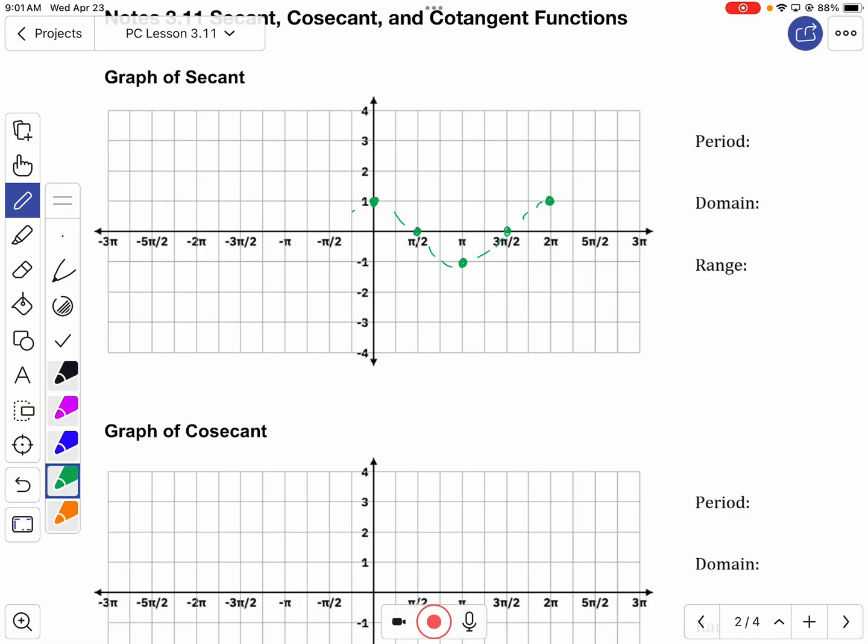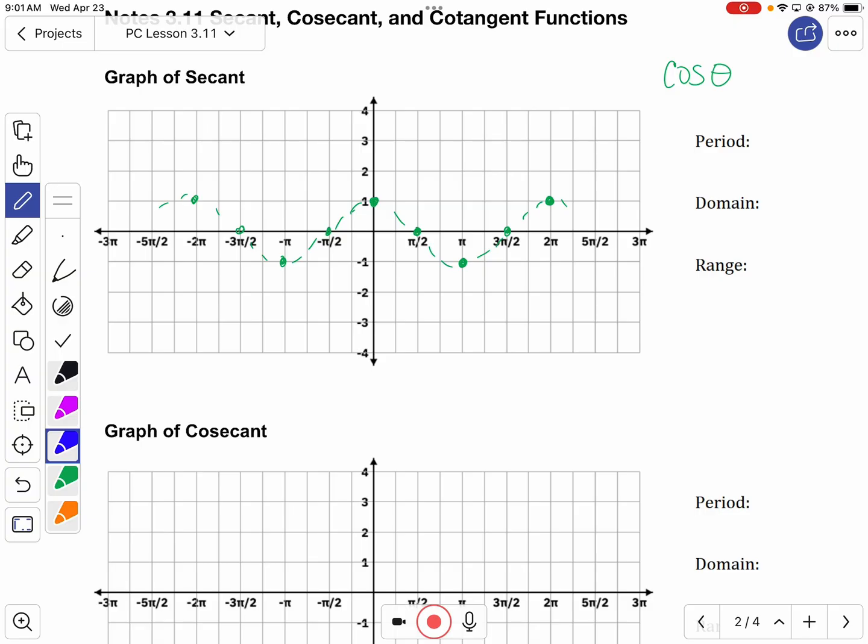Now, if we go backwards, it would follow the same pattern, but just in reverse. So I'm going to include it as well, with a dotted line. This is my ghost function, and it would continue. So my ghost is cosine.